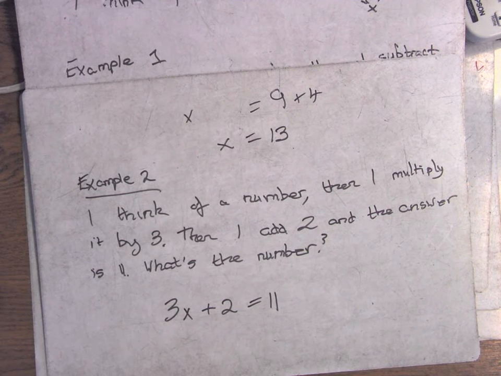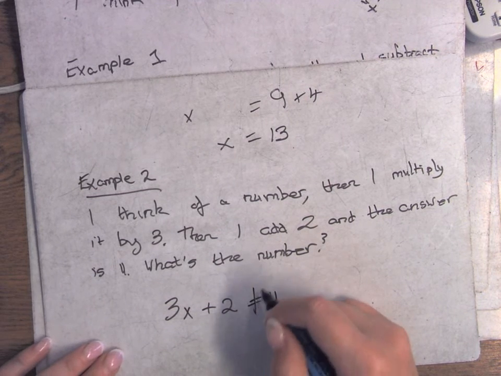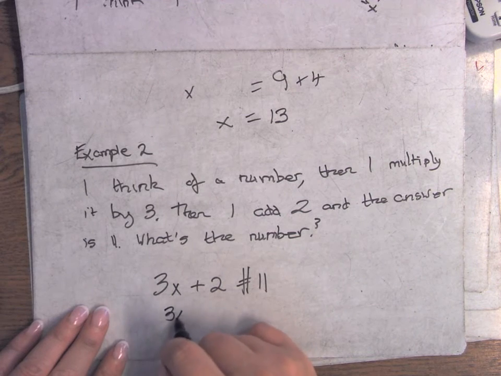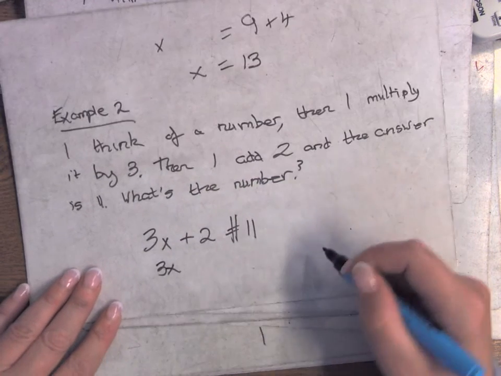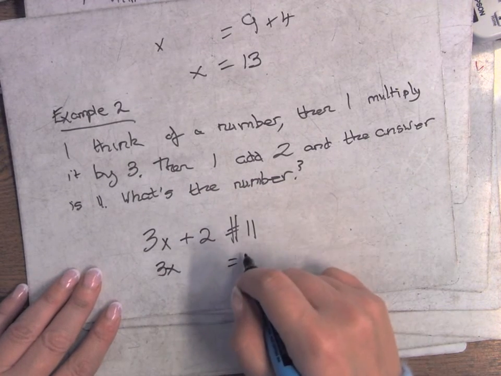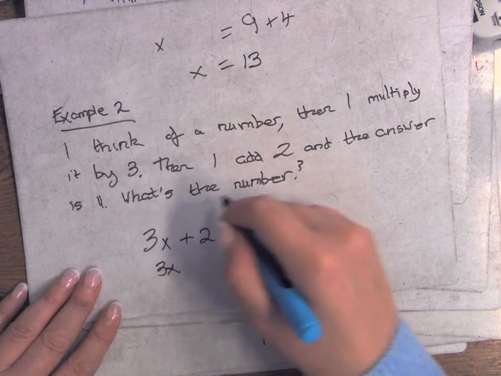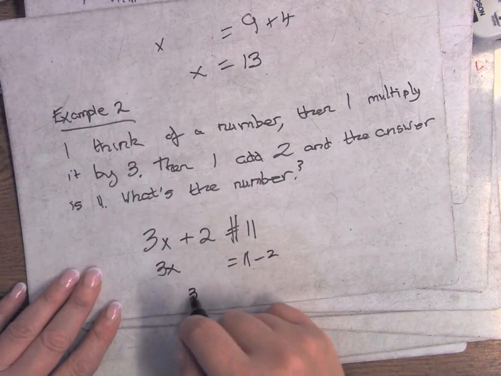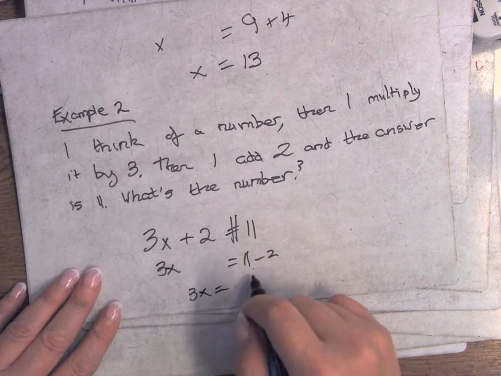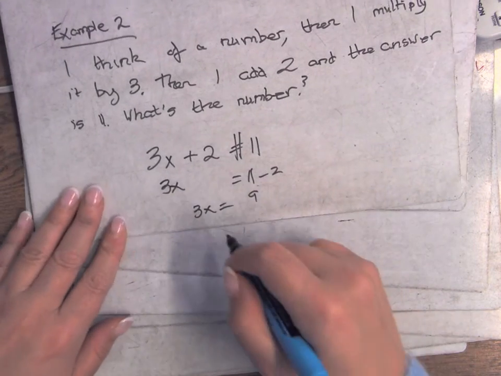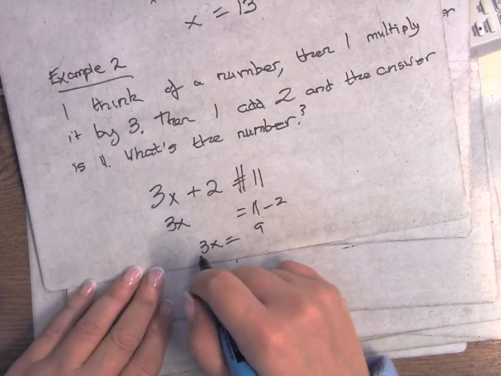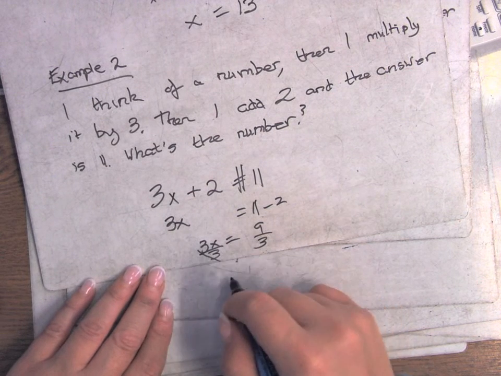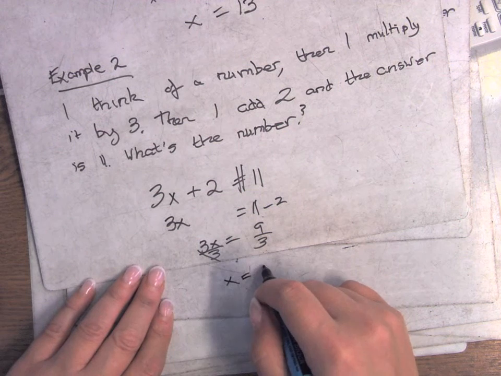Okay, so then you build a wall, x is on one side, numbers on the other. So 3x stays put. Plus 2 moves. 11 is where I want it to be. Plus 2 comes over the wall, becomes a minus 2. So I get 3x is equal to 9. And then I divide each side by 3, and I end up with x equals 3.